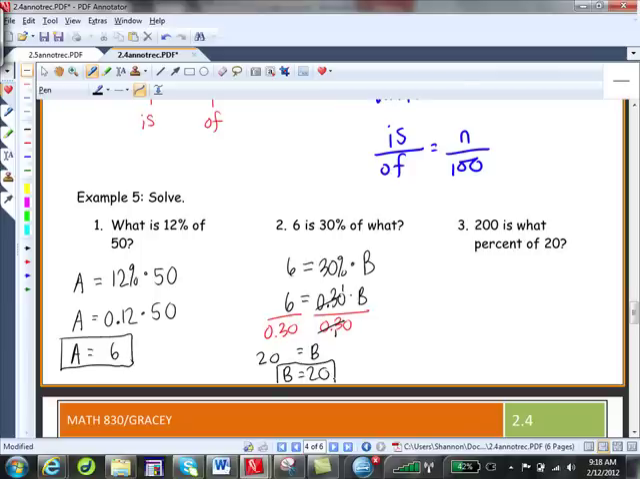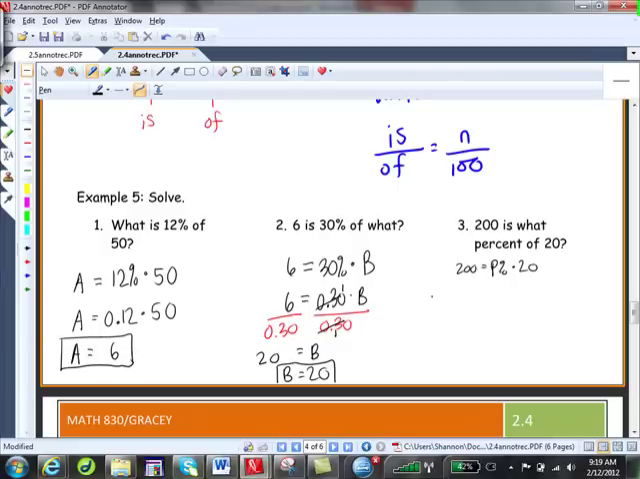Now, number 3, I'm going to show you a little bit differently. If you like the equation, you would set it up like this. You would set it up as 200 equals P% times 20. Okay? I'm going to show you an alternate way.